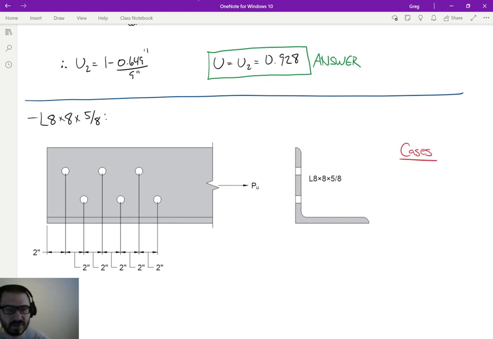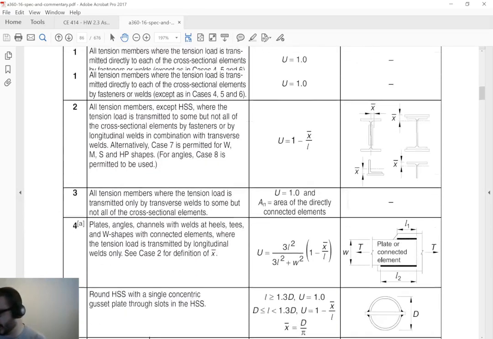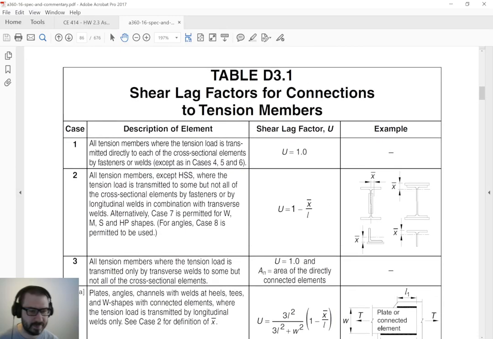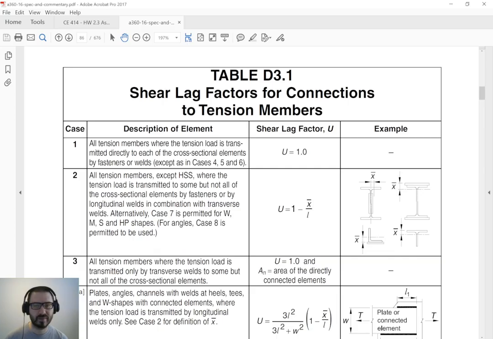We're going to ask ourselves which cases apply. So I'm going to go to the specification and do the same thing I did a little bit ago, but I'm going to go through it again. Now let's go back to the connection. I know I'm hopping around a little bit, but let's make sure we look at the connection. So here's the member. It's an angle, and only one of the legs is connected, not both of them. So therefore I know that case 1 does not apply, but I know case 2 does.